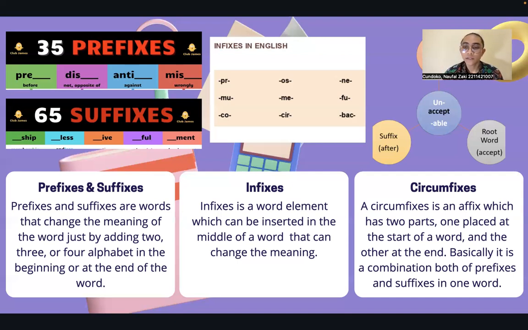A circumfix is an affix which has two parts, one placed at the start of a word and the other at the end. Basically, it's a combination of both the prefix and suffix in one word. The example is unacceptable. Un is the prefix, accept is a root word, and then the suffix is able. That will be unacceptable.